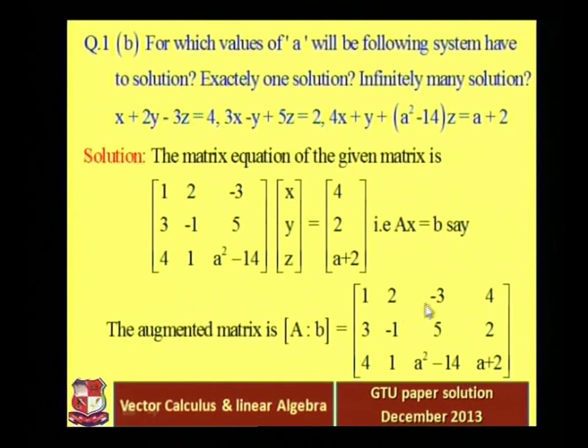So the matrix is 1 2 minus 3 4, 3 minus 1 5 2, 4 1 a square minus 14 and a plus 2. I want to make 0 in this element. This 1 is my leading entry, and I want 0 in the first column below that leading entry.